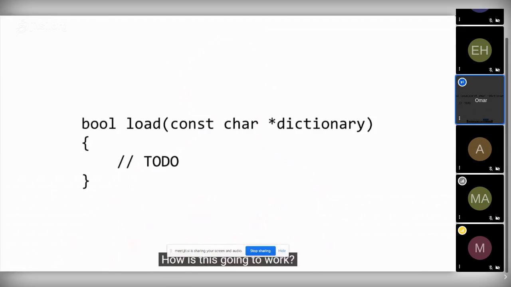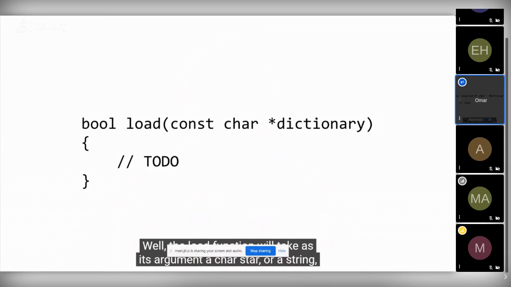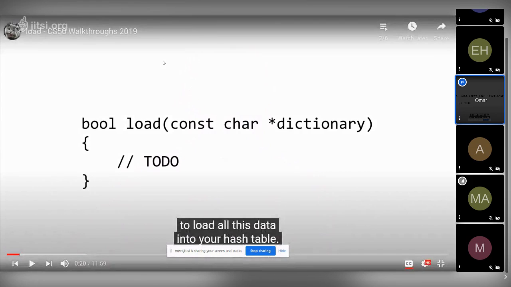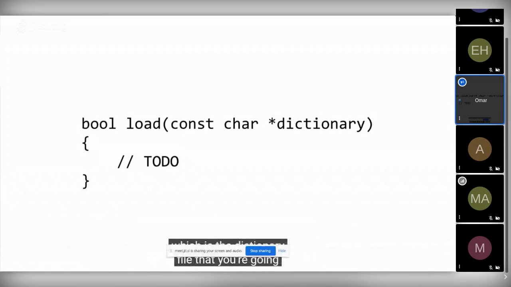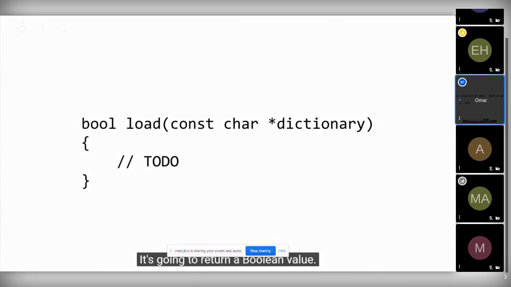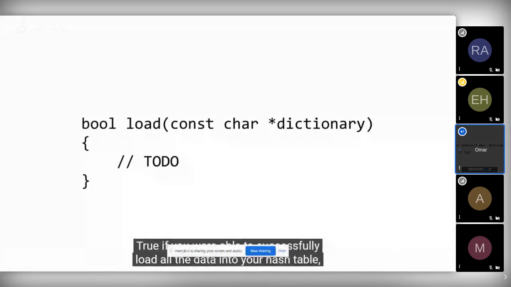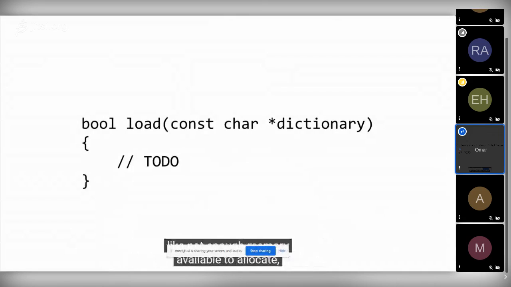How is this going to work? Well, the load function will take as its argument a char star or a string, which is the dictionary file you're going to have to open up and read from in order to load all this data into your hash table. It's going to return a Boolean value, true if you were able to successfully load all the data into your hash table, and false if there was some sort of memory error, like not enough memory available to allocate, for example, or a file that couldn't be opened.